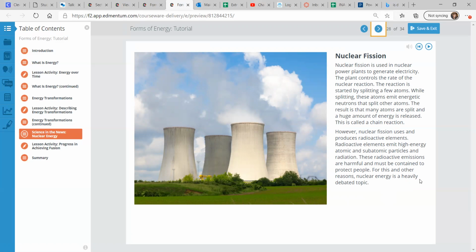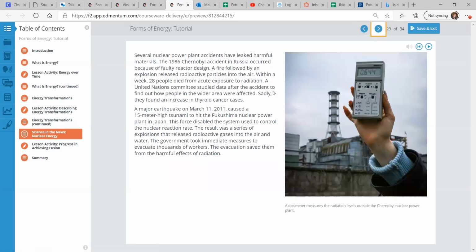However, nuclear fission uses and produces radioactive elements. Radioactive elements emit high energy atomic and subatomic particles and radiation. These radioactive emissions are harmful and must be contained to protect people. For this and other reasons, nuclear energy is a heavily debated topic. If you would like to do more research about nuclear energy, I encourage you to.